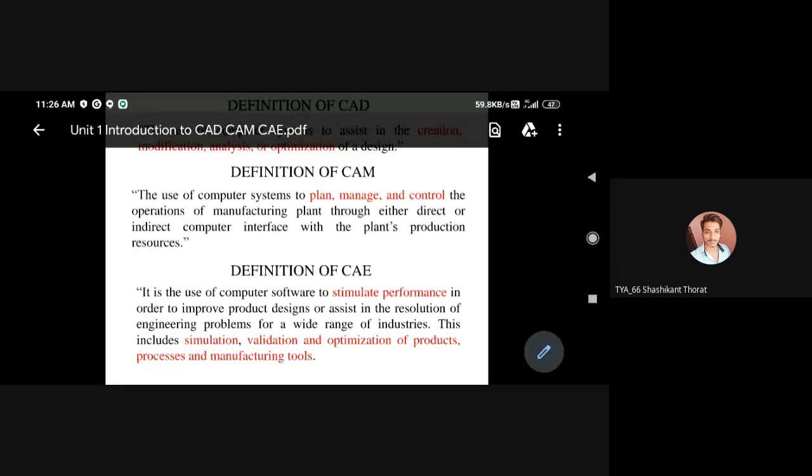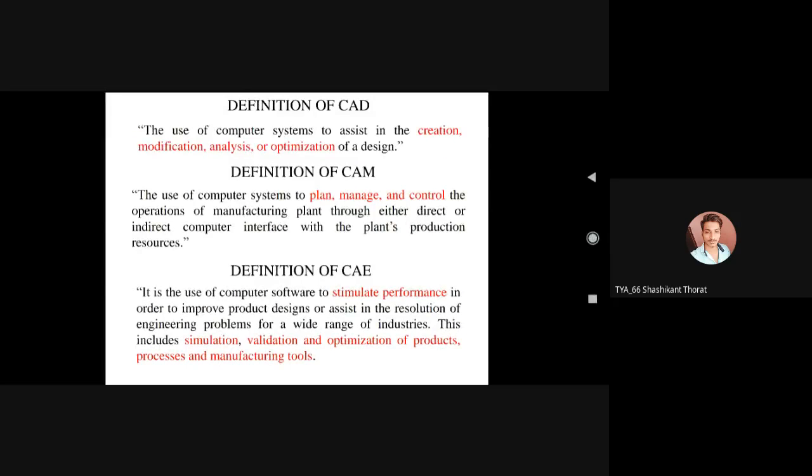Suppose in an analysis we can give the depth of cut. Definitely, what forces will act, and what is the direction of forces, that software will also give, because very highly advanced software is available in the market. So these are the definitions of CAD/CAM CAE.